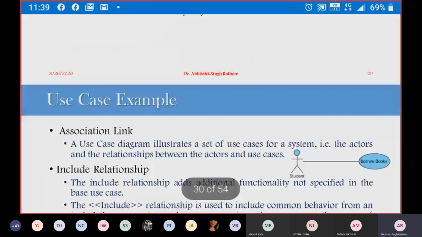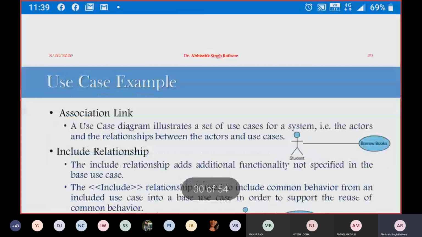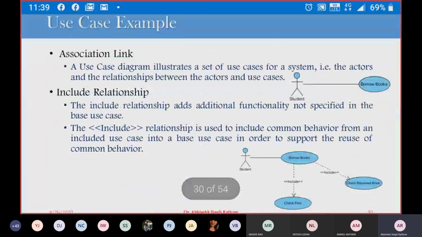Then comes some use case examples. So we are taking some links, communication links between different users and the functions, user and the use cases. In addition to that, use cases and use cases. So first is association link.